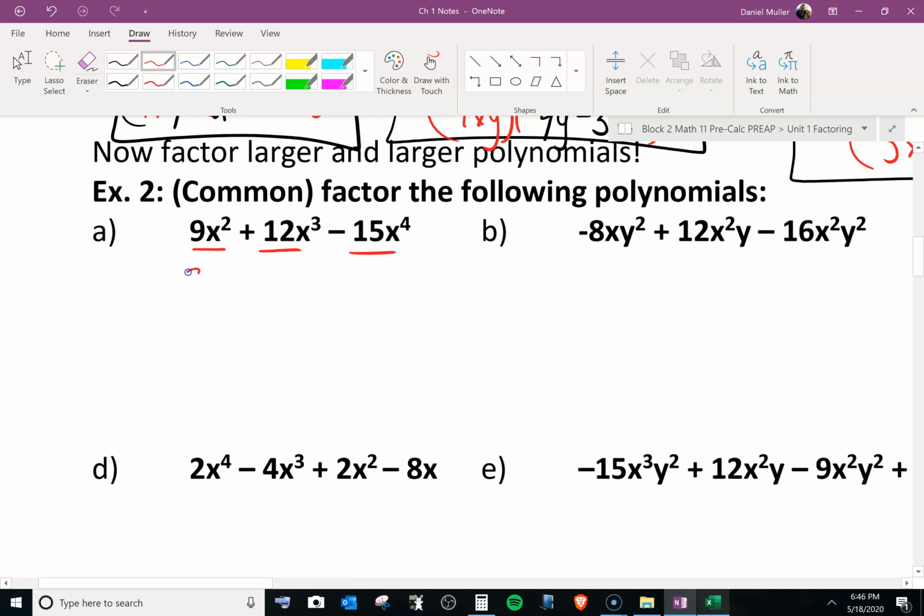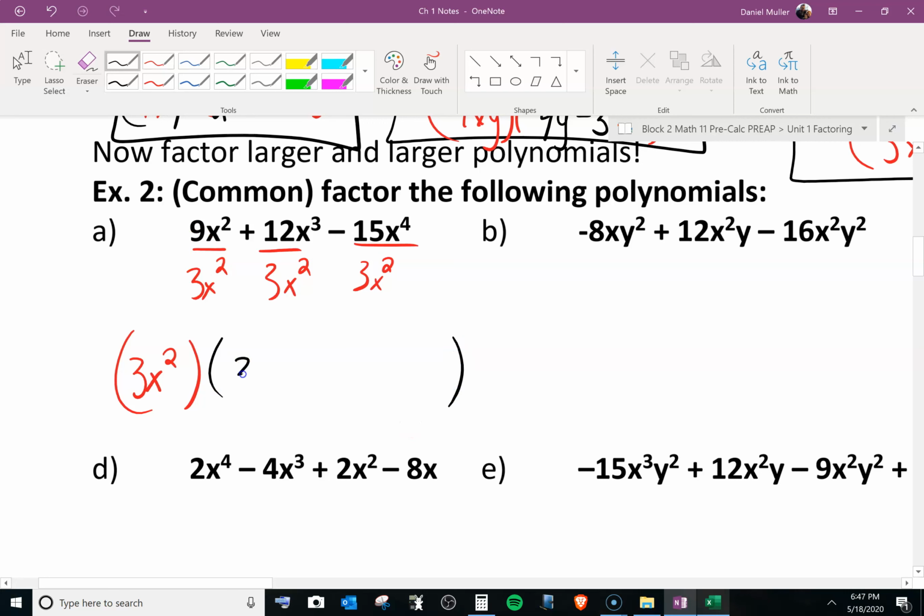The biggest number, 3. And then basically the easiest way is to look at all the x's and which is the smallest one, an x squared. So all of these you can take out an x squared. You know that they would all have an x squared in there. So we've common factored a 3x squared. So we're going to divide out a 3x squared, and there's some stuff remaining.